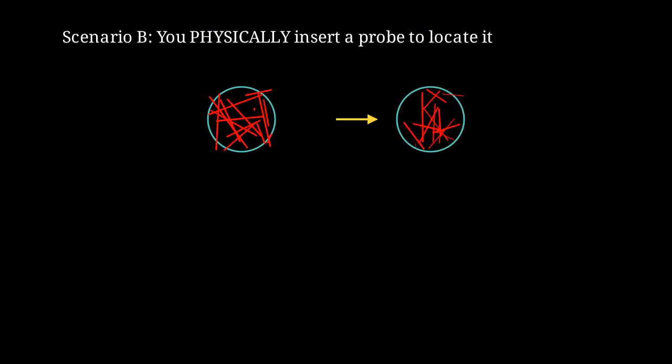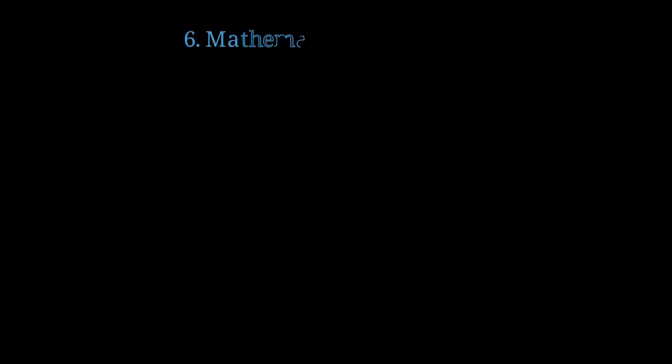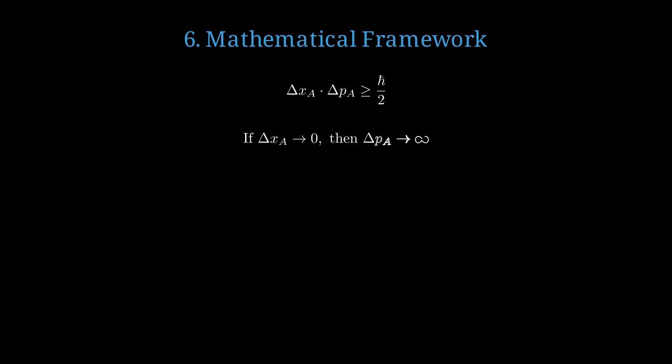The quantum question is analogous. Does knowledge alone cause quantum spreading, or only physical interaction? Let's look at the mathematical framework that describes this situation. For particle A, when we measure position precisely, making delta XA small, delta PA must become large. As delta XA approaches 0, delta PA approaches infinity by the uncertainty principle.